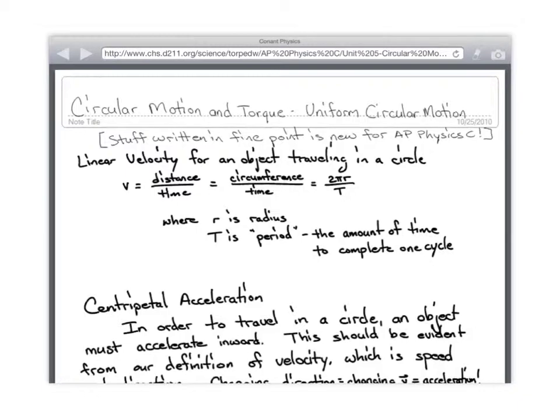So that is the basic idea. Is the ball accelerating? Yes. Is it speeding up? No, it's not speeding up or slowing down, but it is accelerating because its velocity is changing. Wouldn't you agree? Yes. Okay.